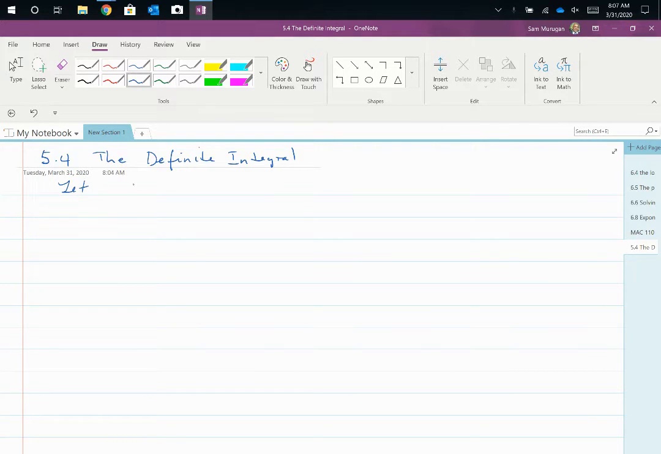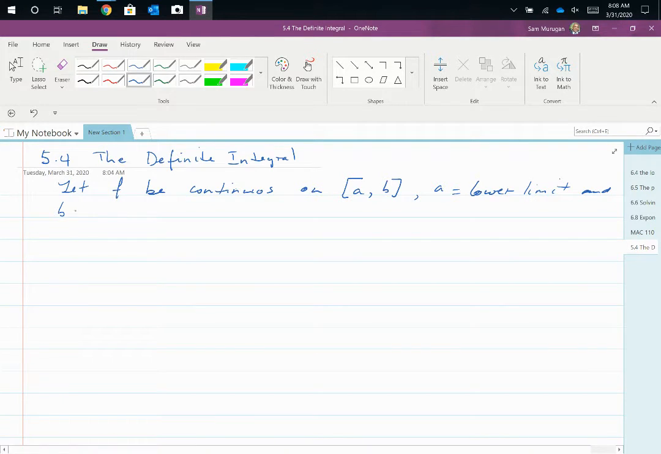Let function f be continuous on the closed interval a to b. a is the lower limit, b is the upper limit.